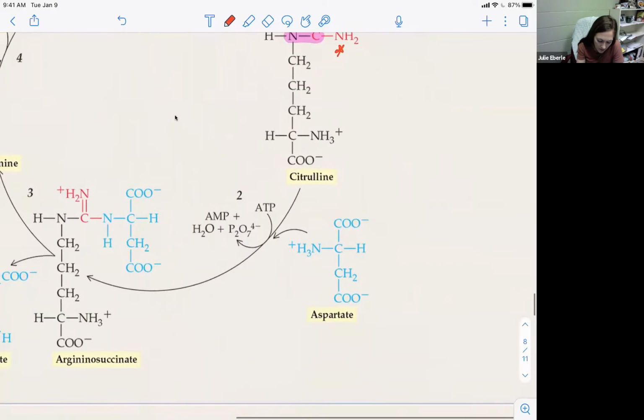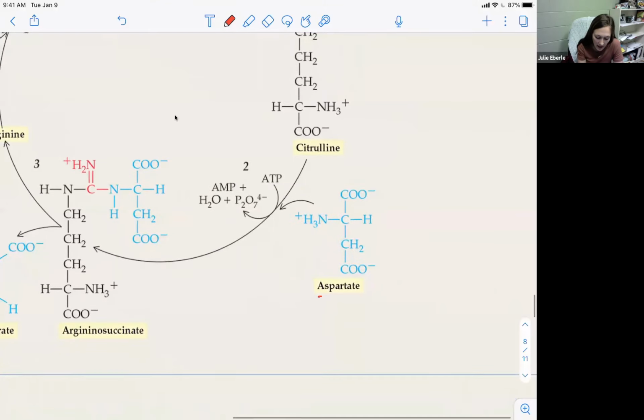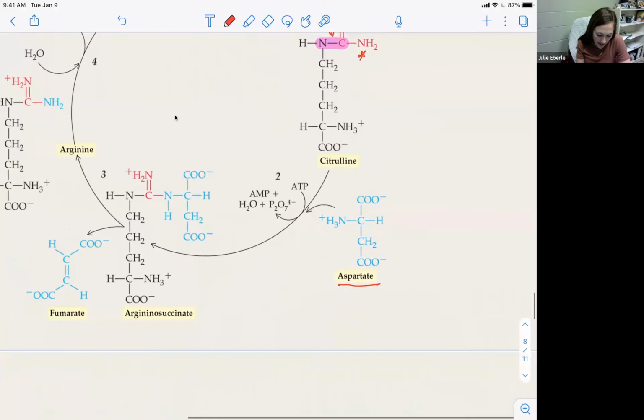Once we have step 1 done, step 2 is we're going to have aspartate. We know that is a protein amino acid. Aspartate, or people say aspartate. This is literally just going to be, we're just going to add it on to citrulline. Okay, we're just going to add this whole thing on.